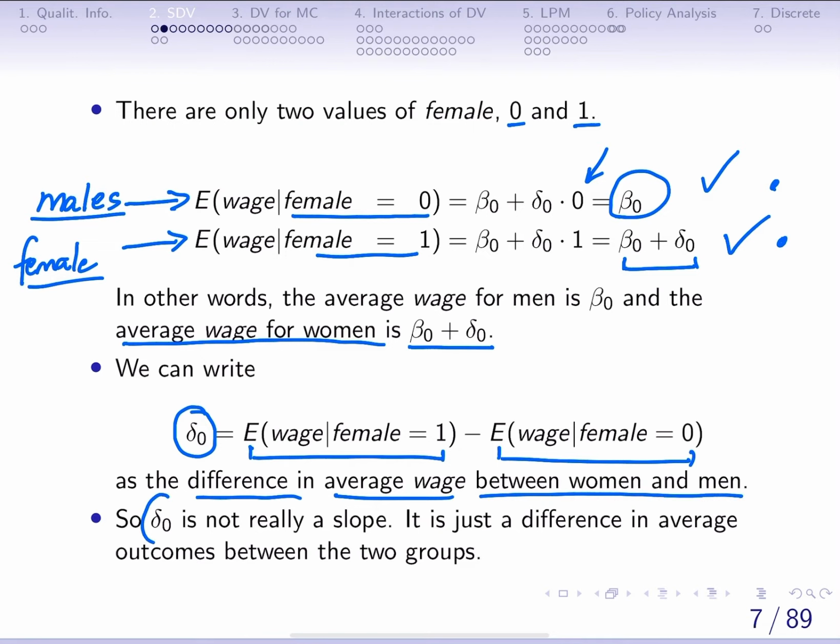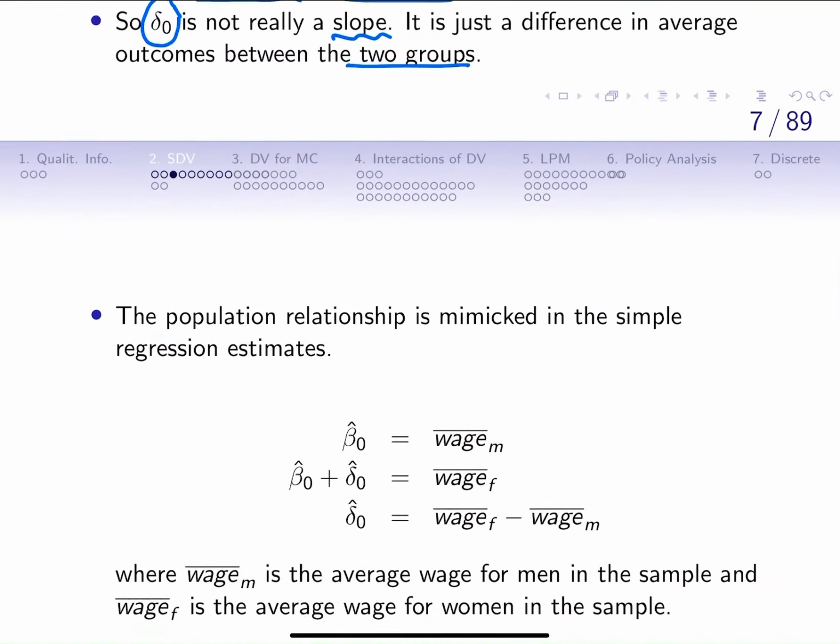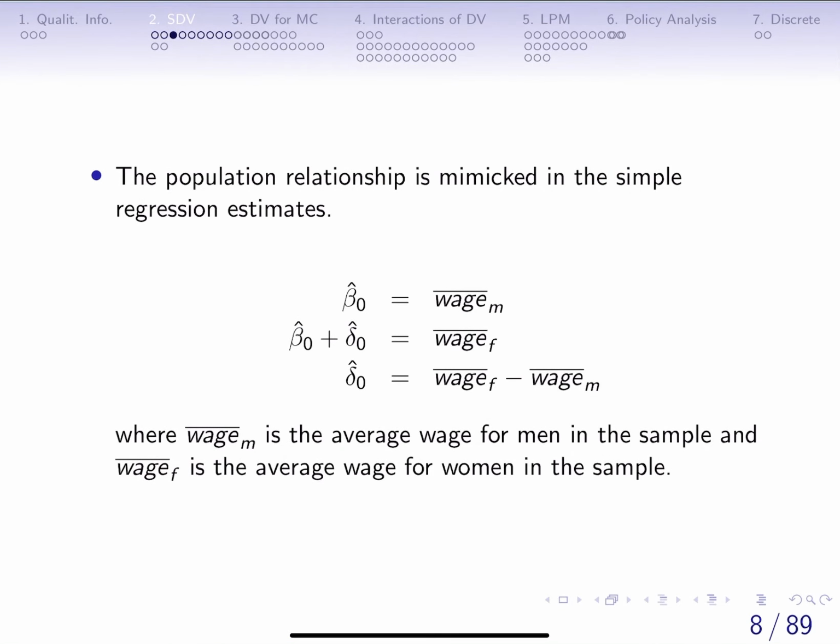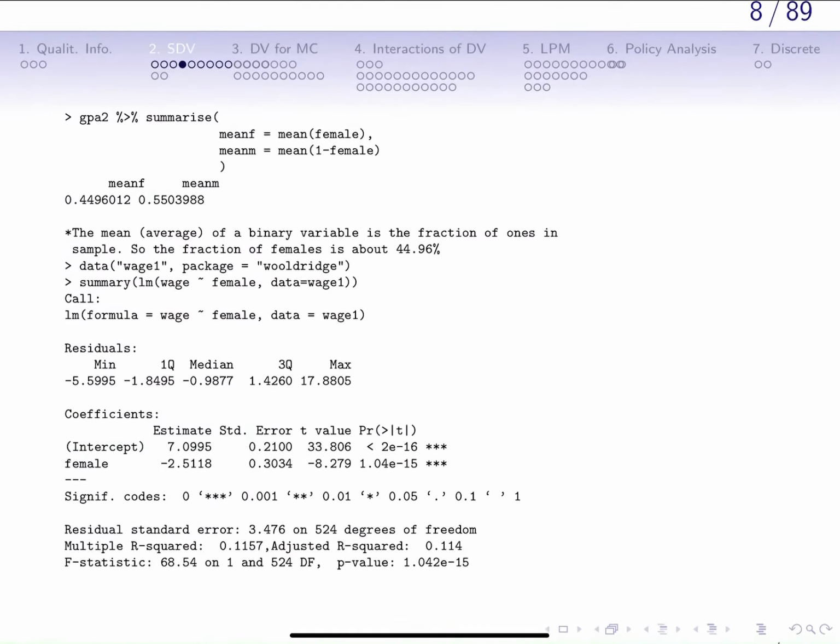So delta naught is not really a slope. It is just the difference in the average outcomes between the two groups that are specified here. Okay, so it's important to remember the interpretation here. And sometimes we might also want to denote delta naught as just the difference between the average wages between females and males, right? So this is just another way of writing this out for the sample.